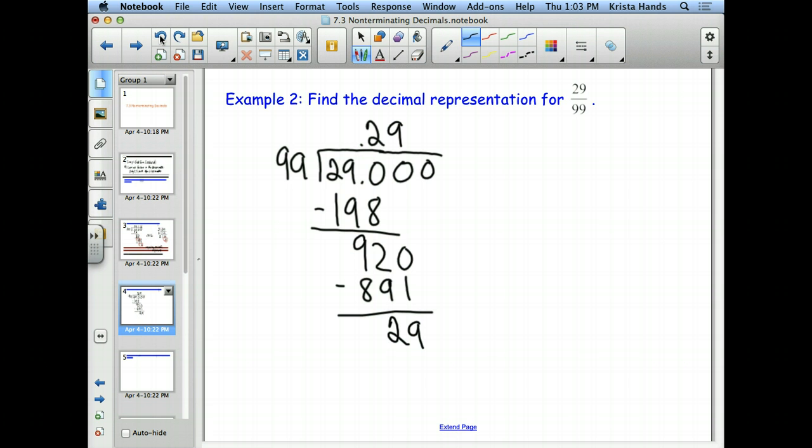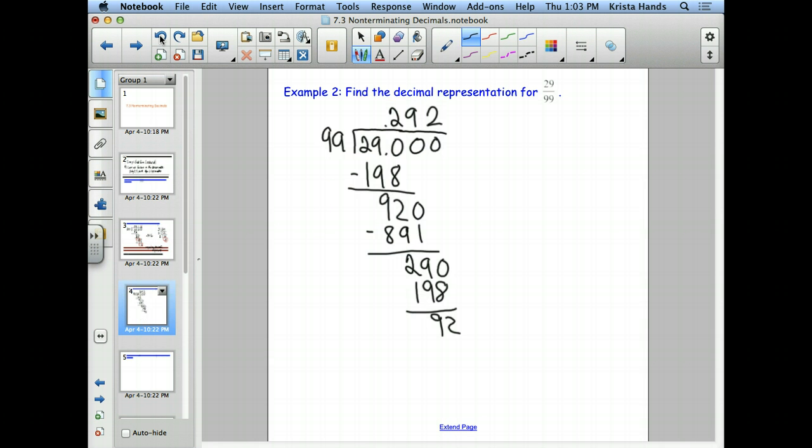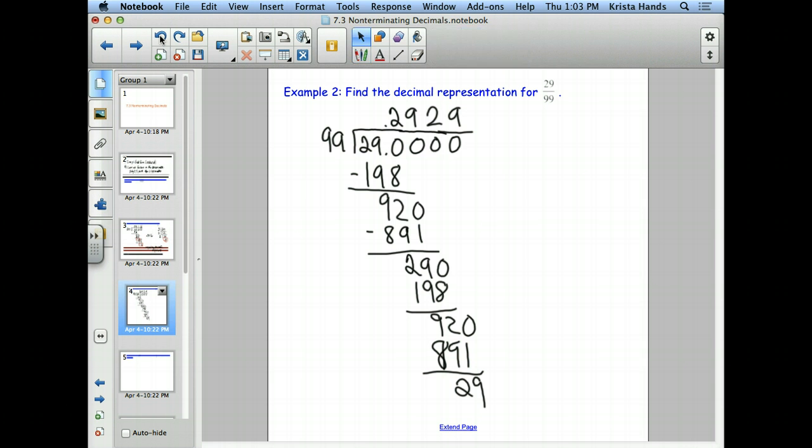you'd bring another 0 down. And you'd say, oh, I've got 290. How many times will 99 go into 290? 2. 2 times 99 is 198. And then I have a remaining 92. Right? 920, that's a 9. It's 891. Right? I did it 2 more steps and I see, look, there's the repeating value. Both of them repeat.